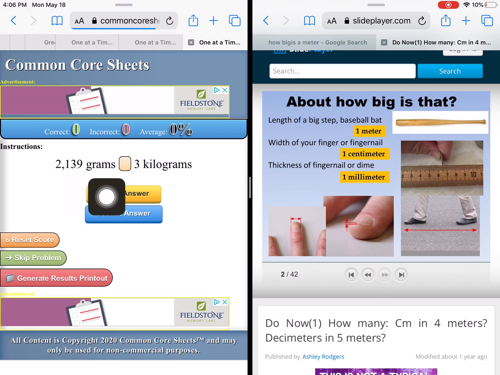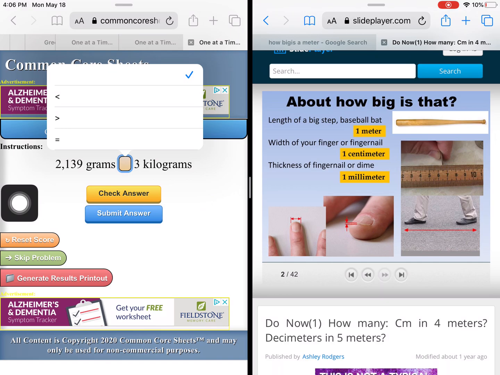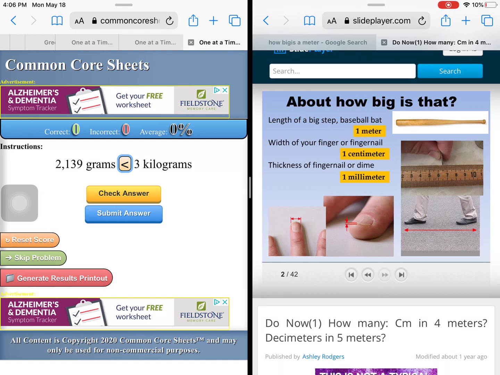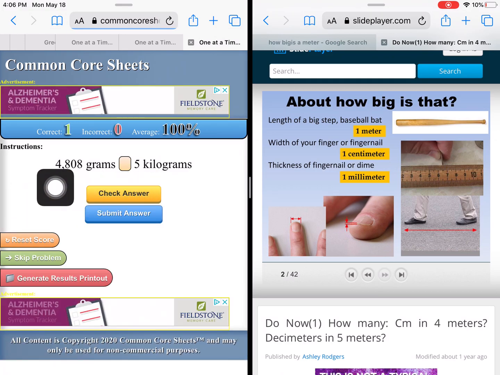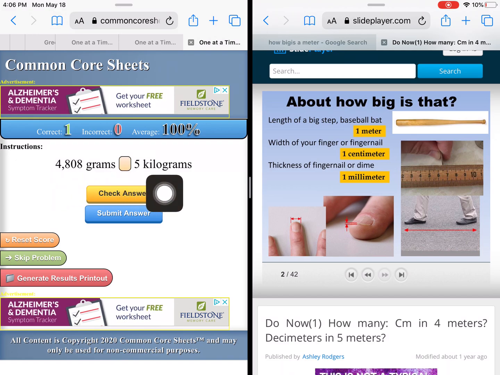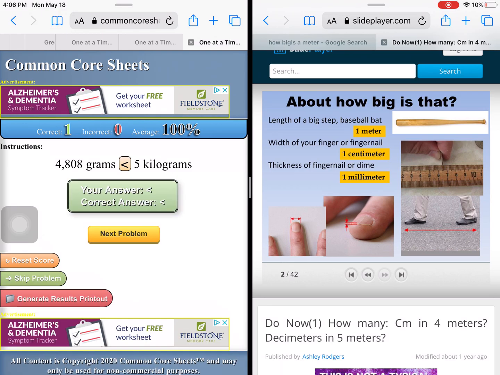So thinking about weights, remember kilo means 1,000. So there's 1,000 grams in a kilogram. 3 kilograms is 3,000 grams. Is 2,000 grams going to be less than, greater than, or equal to 3,000 grams? I'm going to say that 3,000 is going to be more, so 2,139 grams is less than 3,000 grams. That's it. Go to my next problem. Remember, kilo means thousands. I'm going to say this is 5,000 grams. Is 4,808 grams greater than, less than, or equal to? It is going to be less. Check my answer. Yep, that's it.